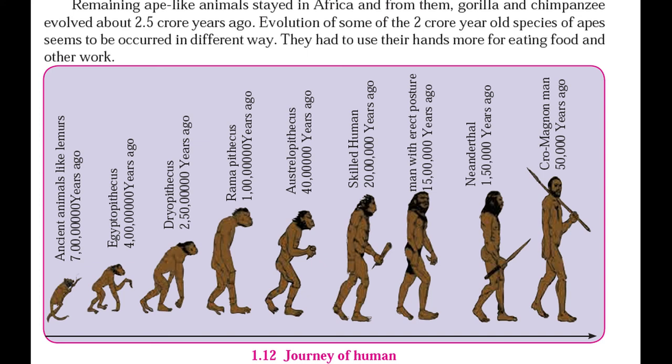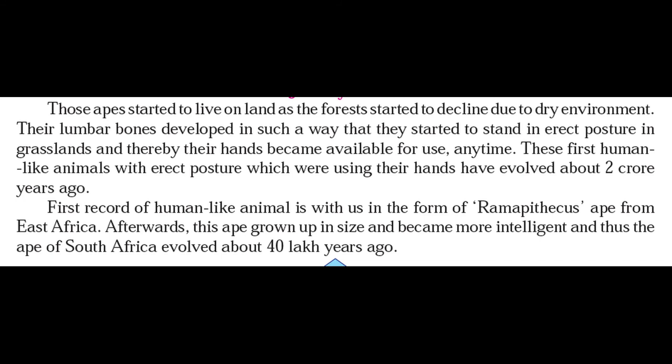Meanwhile, these ape-like animals reached South and Northeast Asia and finally evolved into gibbon and orangutan. Those apes started to live on land as the forests started to decline due to dry weather. Their lumbar bones developed in such a way that they started to stand in erect posture, that is standing posture, in grasslands, and thereby their hands became available to use anytime. These first human-like animals with standing posture, using their hands, have evolved about 20 million years ago. That is 2 crore years, 20 million.